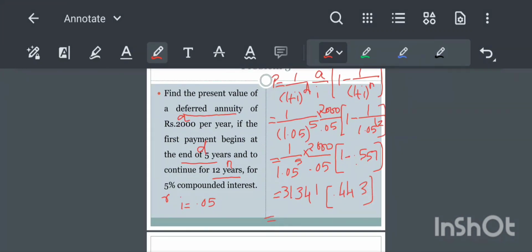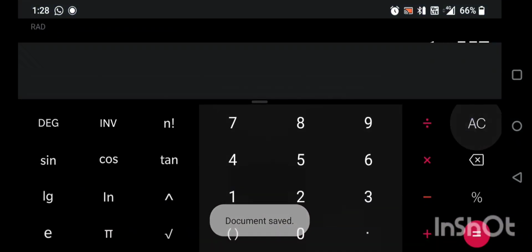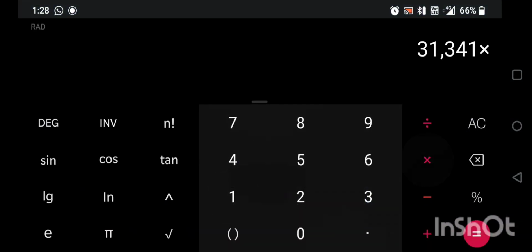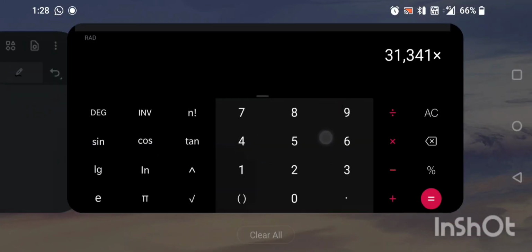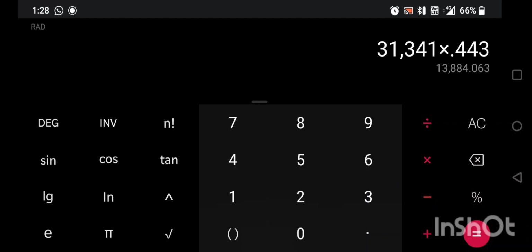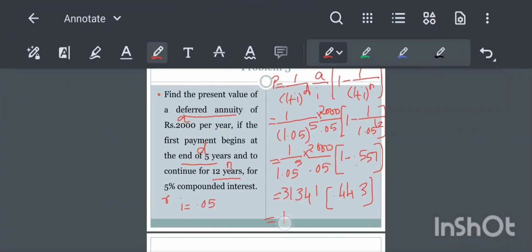So when you multiply these two, 31341 into 0.443, that will give you 13,884.063. 13,884.063 is your answer.